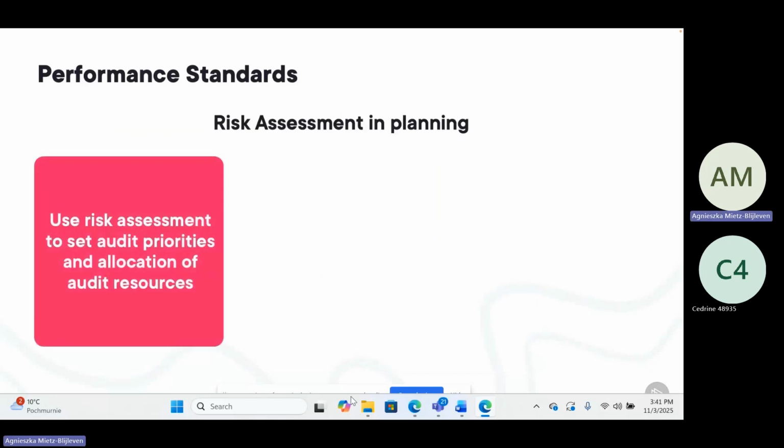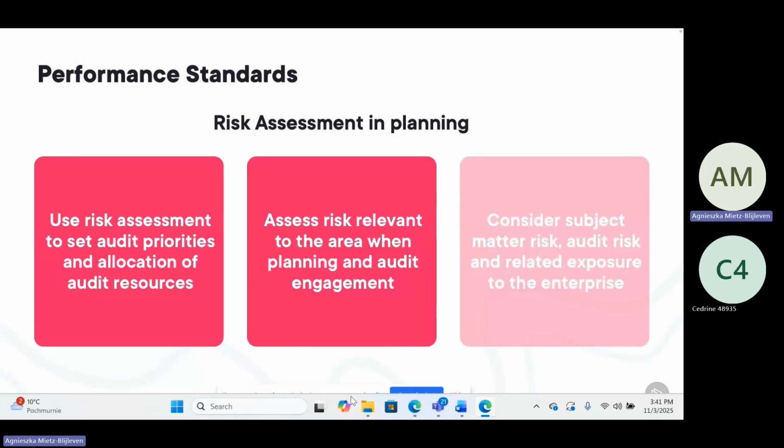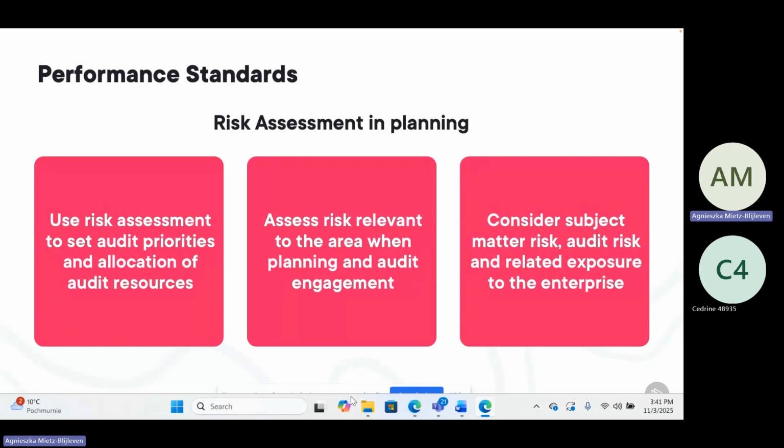Using risk assessment and planning is important because we need to look at the areas that are of a higher priority and use our audit resources, which are often very limited, as effectively as we can. We need to assess the risk that's relevant to the area when we are actually planning out this audit engagement. And we must consider subject matter risk and audit risk, as well as the related exposure to the enterprise. What is the risk in this area we're auditing, but also what are the things that could cause this audit to fail and leading to audit risk where it didn't deliver what it was supposed to.